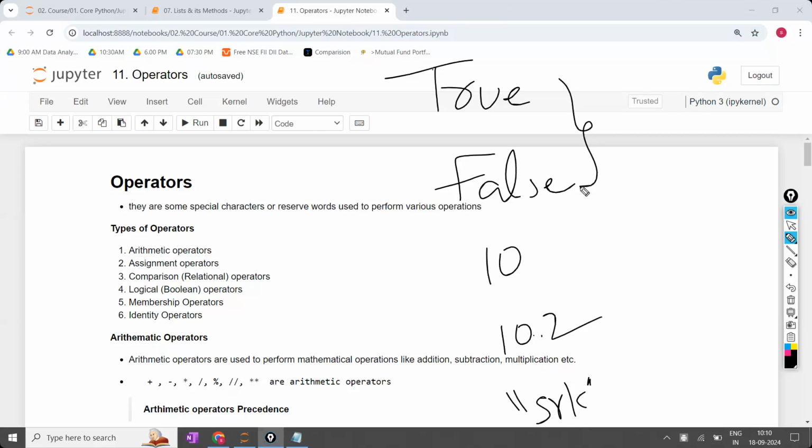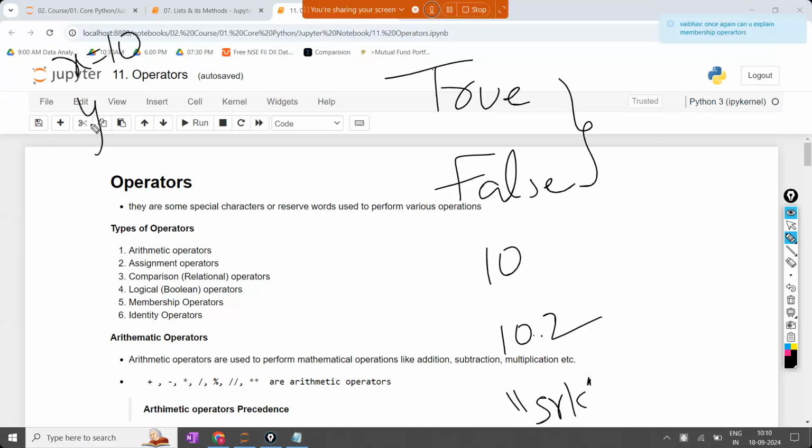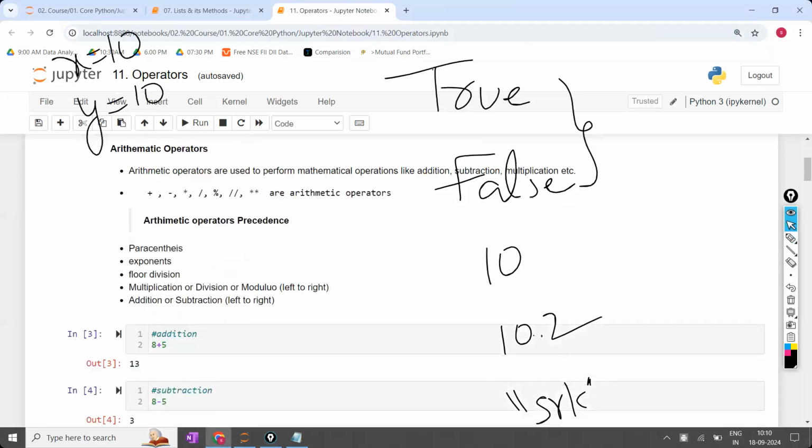Yes, Shrikant is asking the question: x is equal to 10, y is equal to 10. Both the objects are indicating the same object. Yeah, Vaibhav, I will take your question also.